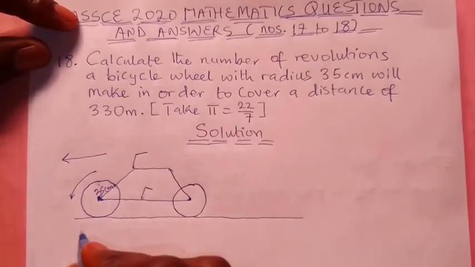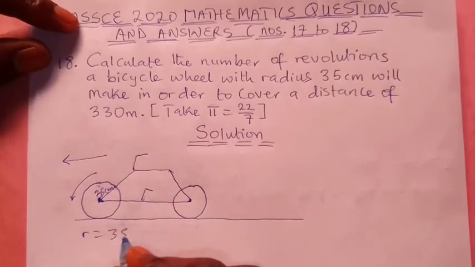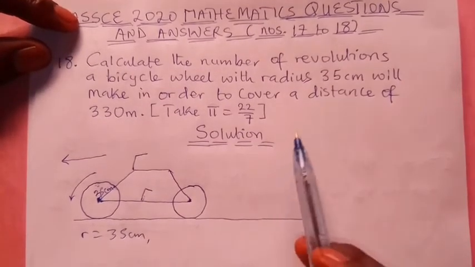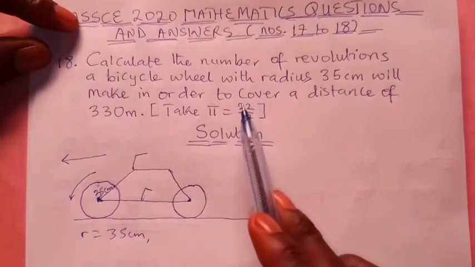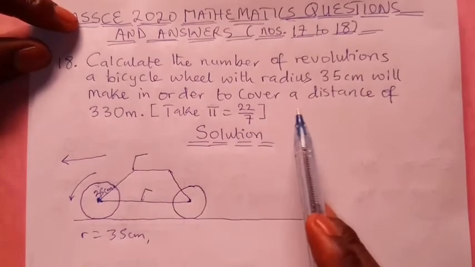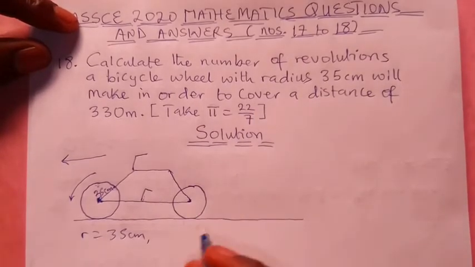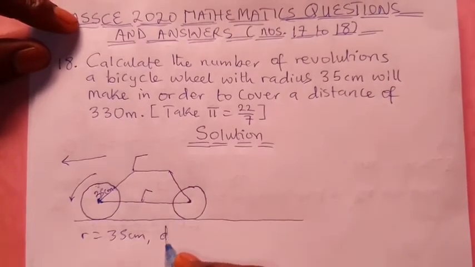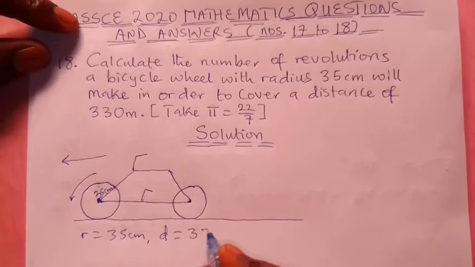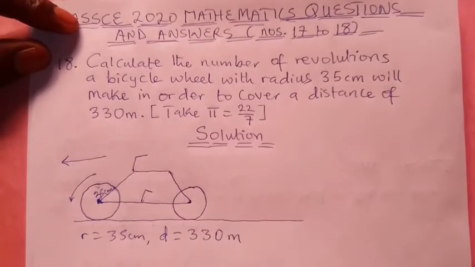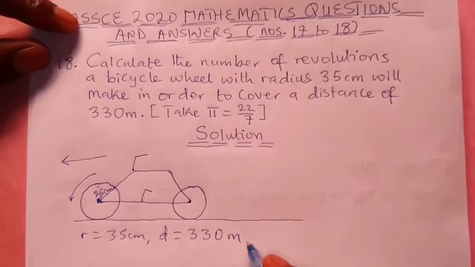Okay. So the radius r is what? 35 centimeters. And then we are told that the distance which the bicycle wheel covered is what? 330 meters. So we have the distance d equals to what? 330 what? Meters. And then we are looking for the number of revolutions which we can do this.